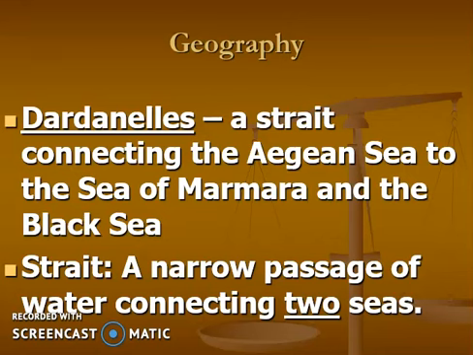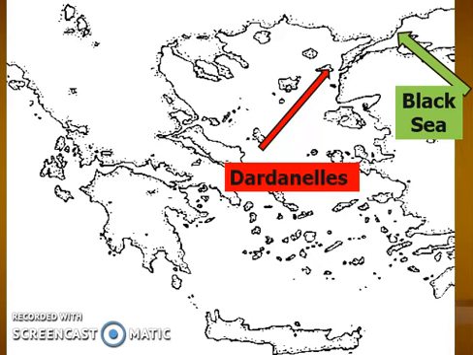Another geographic term to become familiar with is a strait. A strait is a narrow passage of water connecting two seas. The strait that we will talk about in reference to Greece is the Dardanelles Strait. And this connects the Aegean Sea to the Black Sea through a smaller sea known as the Sea of Marmara. So I'll show you a picture of that, or a map of that.